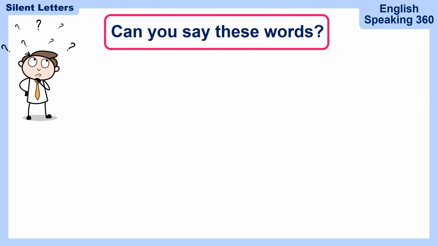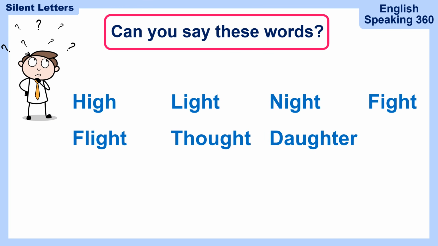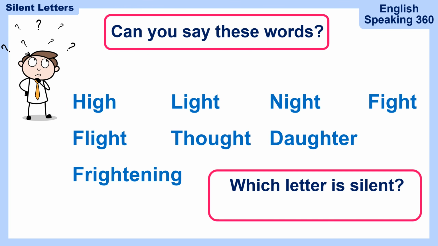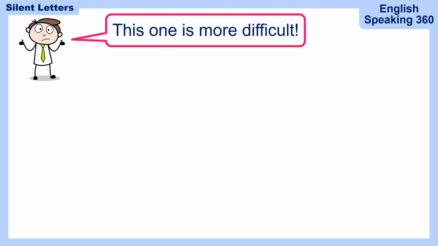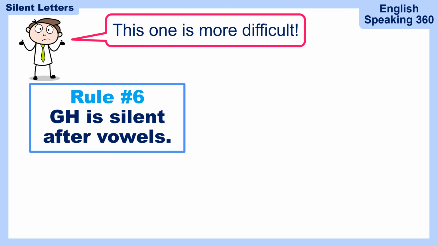Can you say these words? Make sure you try. Which letter is silent? What's the rule? Here we go. This one is more difficult. Rule number 6 is the GH rule. GH is silent after vowels.